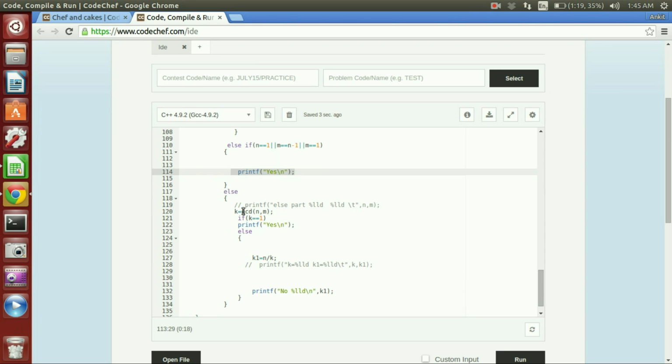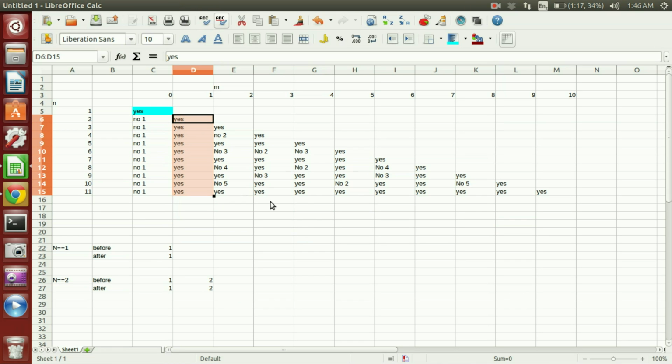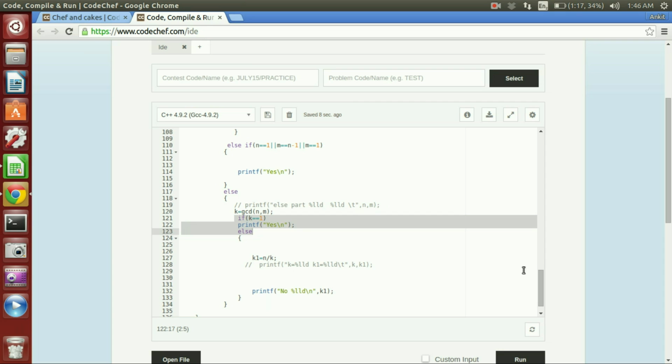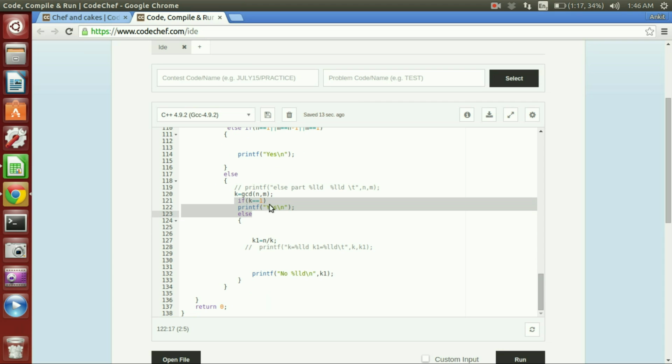Else we are calculating the GCD, and if the GCD is 1, then we are printing yes. Say n equal to 8 and m equal to 3. The GCD of them is 1, so we are just printing yes. Similarly here, 8 and 5, the GCD is 1. Else, n is divided by the value obtained from the GCD, and that value is printed along with no.